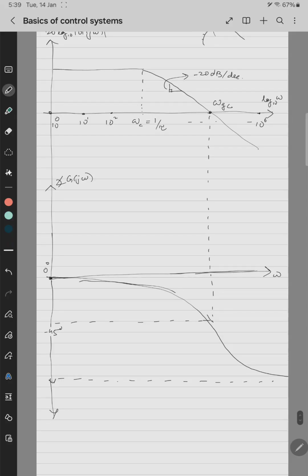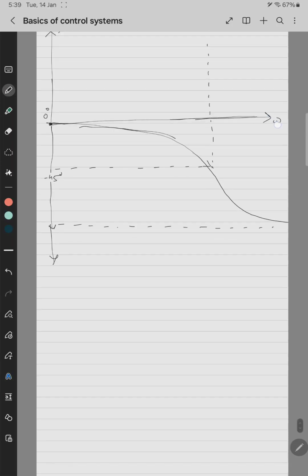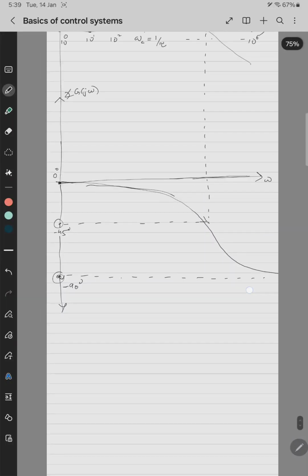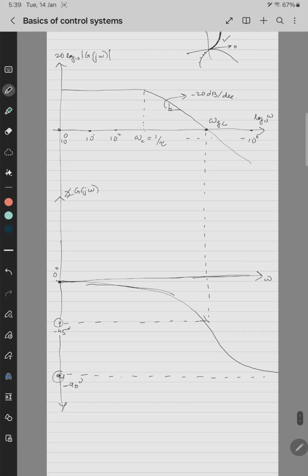Minus 90 degree. So what is infinity? When tan becomes infinity, when the denominator becomes 0. So when this cos becomes 0 at 90 degree. So it is minus 90 degree. This point is minus 90 degree, this is minus 45 degree, and this is 0 degree. So this is the phase plot. This is the phase plot and this is the gain plot.